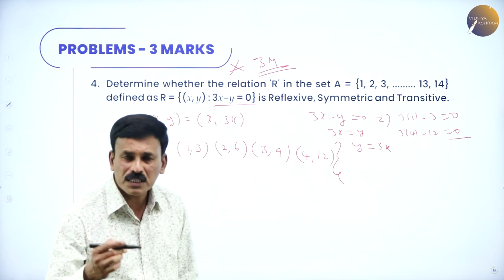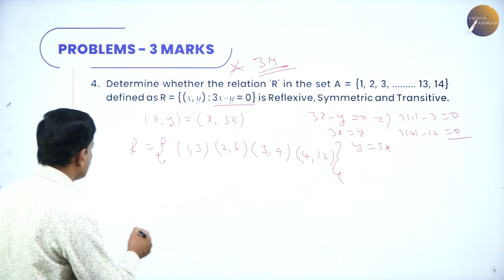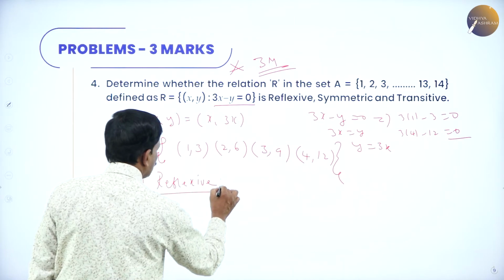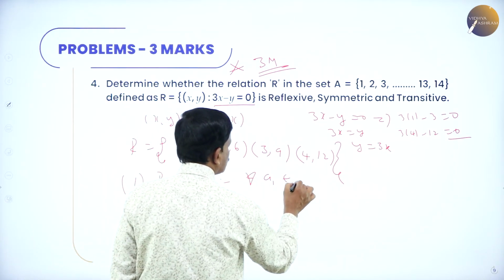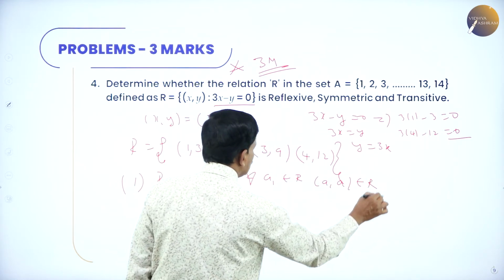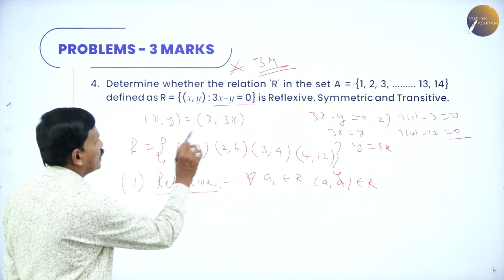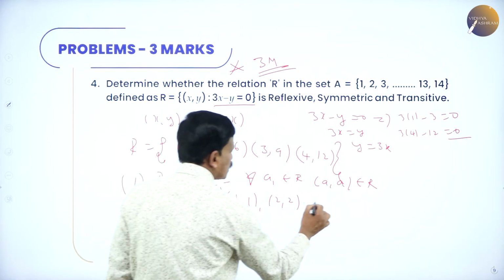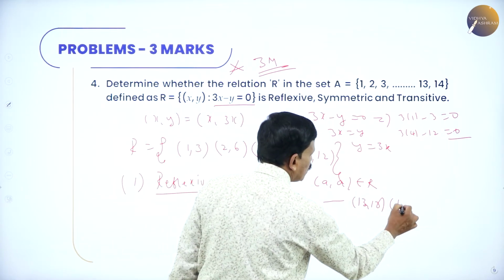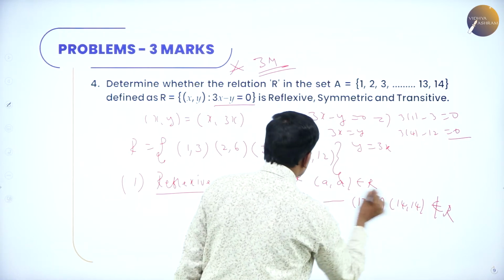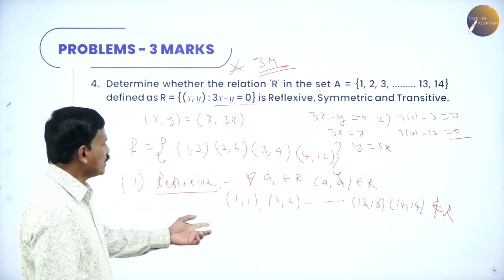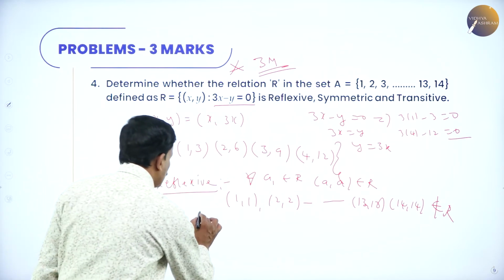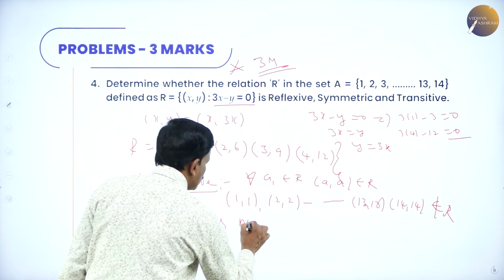Now let us verify all the properties: reflexive, symmetric and transitive. Let me check the first one, reflexive. What is reflexive? For all a belonging to the set, if this condition is satisfied, (a, a) belongs to R. See, (1, 1), (2, 2), (3, 3), and so on up to (13, 13), (14, 14) do not belong to R. They are not included in the relation. (1, 1), (2, 2), (3, 3) are not in the relation R. Therefore R is not reflexive.